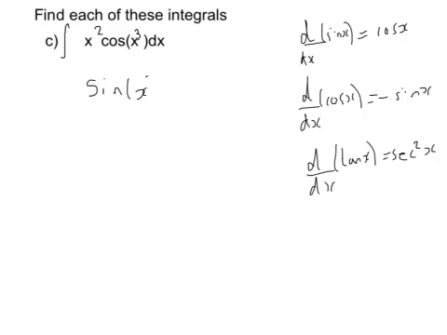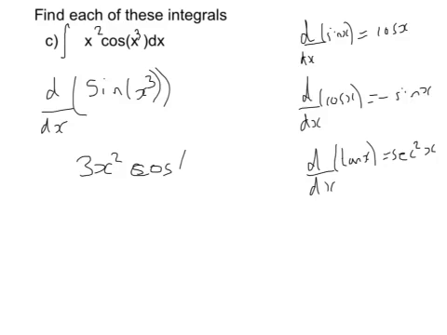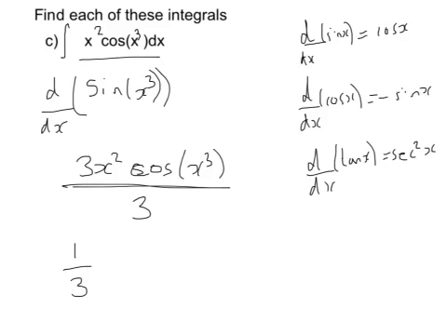Sine x cubed. Now if you use the chain rule to differentiate this, d by dx of this, you're going to get 3x squared cos x cubed, which is almost what you want here. You want a third of this, so you'd want that over 3, so the integral would be a third of sine x cubed plus some constant.